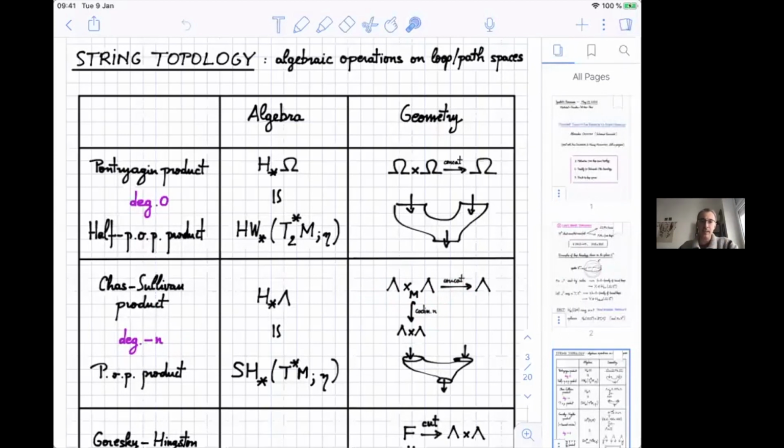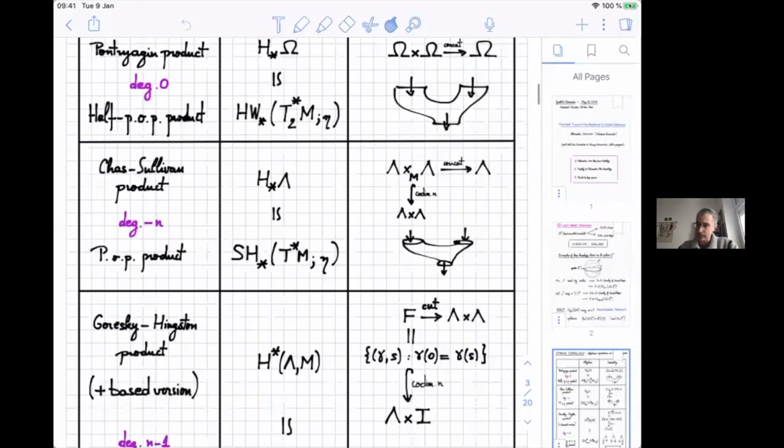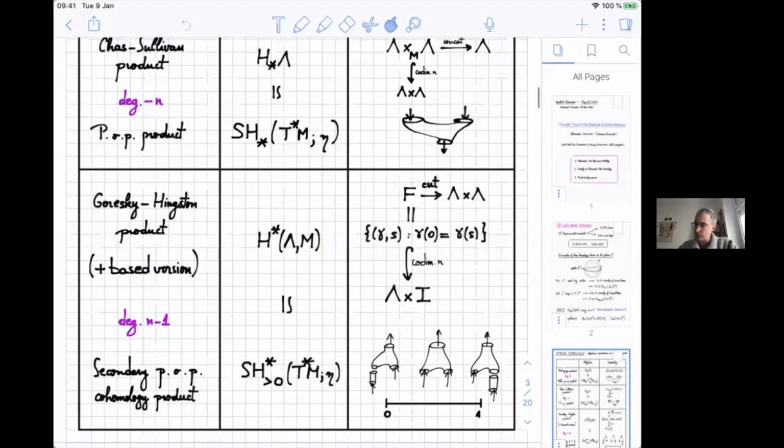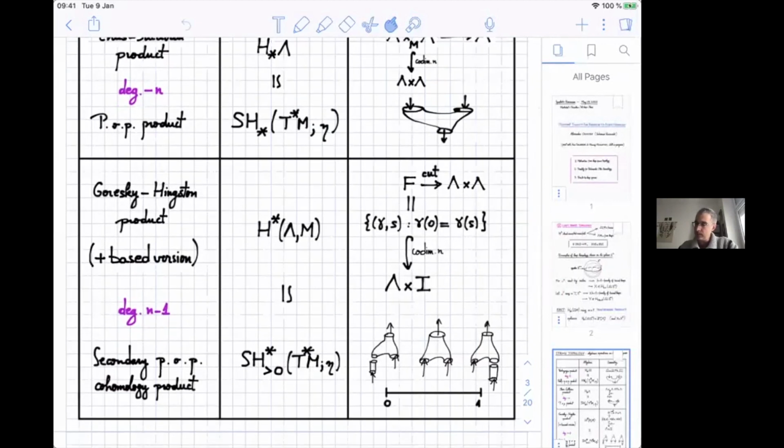On the symplectic side, we have the pair of pants product on the so-called symplectic homology of the cotangent bundle, and the picture that comes with it is that of a pair of pants. So there's going to be another product that will play an important role in the talk. And that's the so-called Goresky-Hingston product on the cohomology of the free loops, rel constants. There's also a based version, but I will not talk about it.